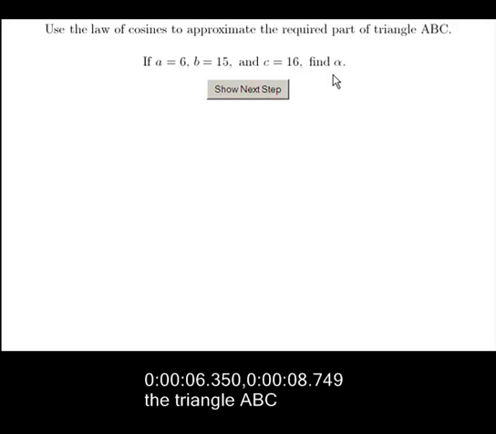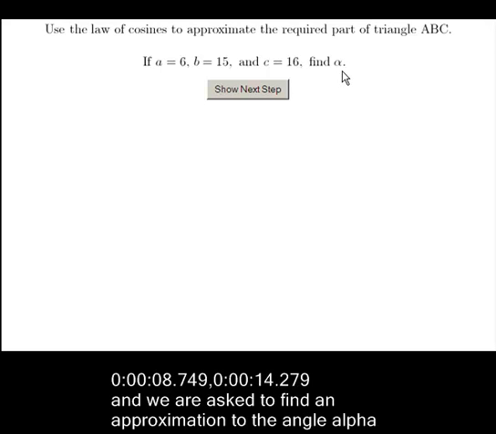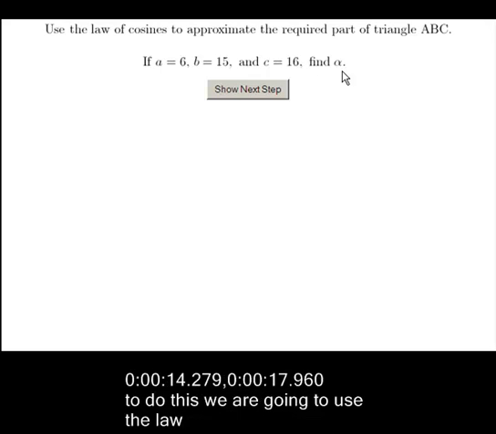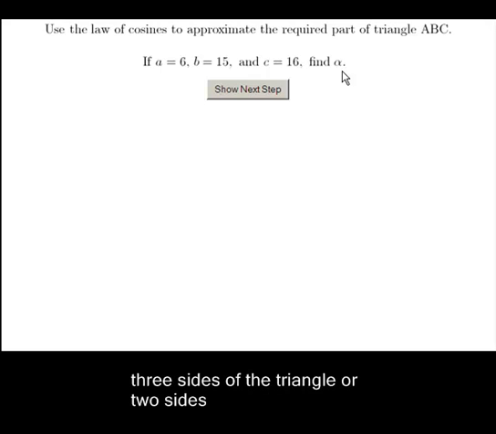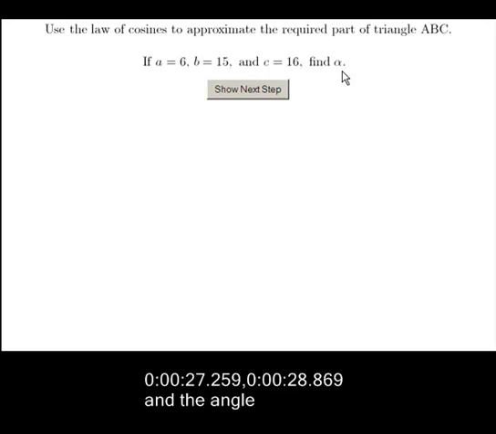Here we are given some information about the triangle ABC, and we are asked to find an approximation to the angle alpha. To do this, we are going to use the law of cosines. To use the law of cosines, you need either 3 sides of the triangle or 2 sides and the angle that the 2 sides form, or the angle that is in between them.